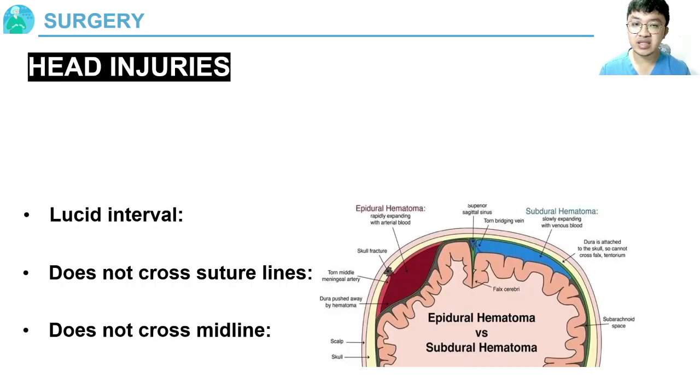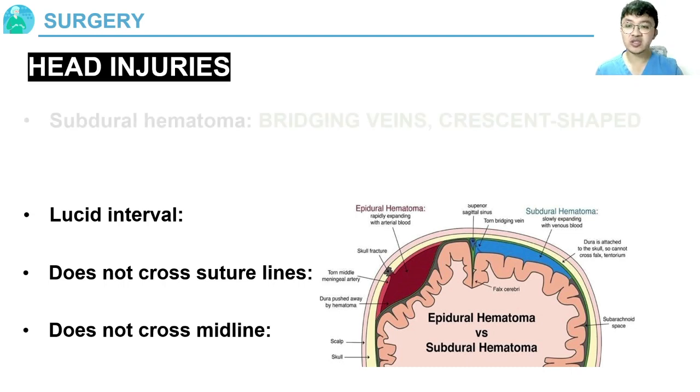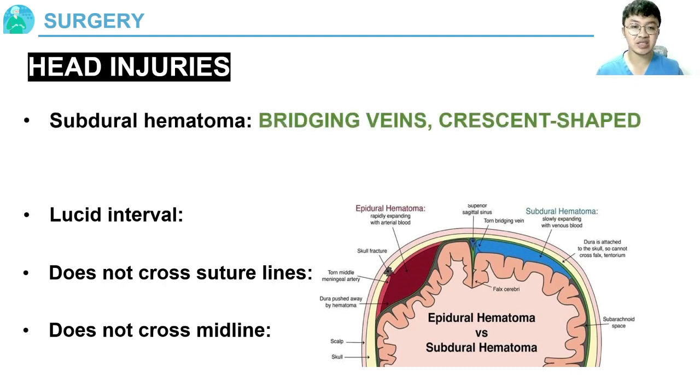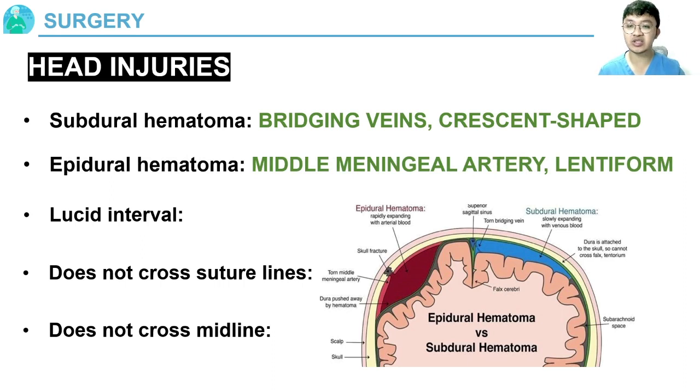Next, for head injuries, we have different types of injuries to brain parenchyma and surrounding vasculature. We have our epidural, subdural, contusion hematomas, and also our diffuse axonal injuries, or we also have your subarachnoid hemorrhage. But for board exam purposes, I think what they usually ask are the differences between your subdural and the epidural hematomas. So for subdural, you have your bridging veins and crescent shape. For epidural, you have your middle meningeal artery and your lentiform shape hematomas.